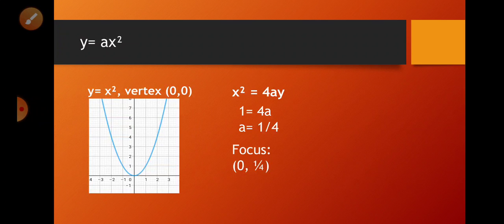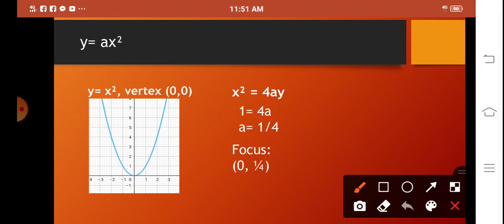so how do we solve for a? In our equation, y is equal to ax squared. So we know that we have to look for a. Now, considering that a is equal to 1, and considering also that x squared is equal to 4ay, our 4a is equivalent to 1. So we arrive at a is equal to 1/4. Of course, our focus is at 0 and 1/4.